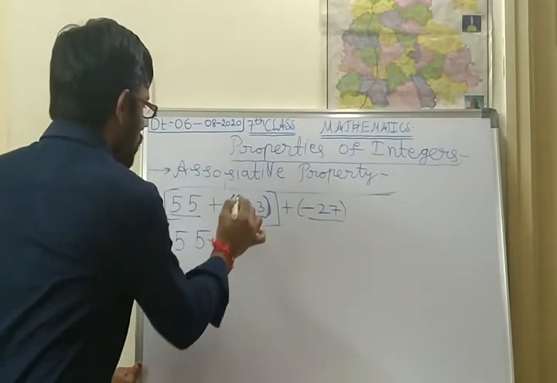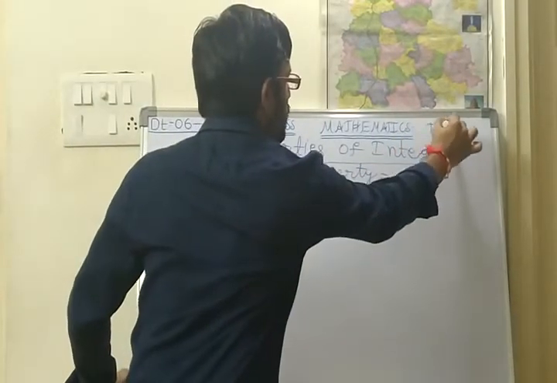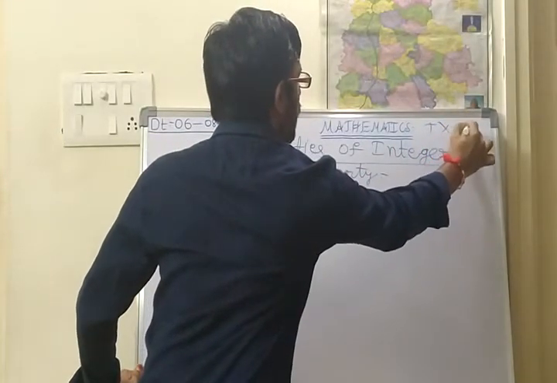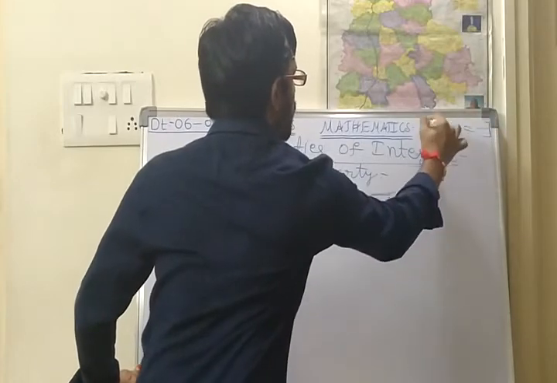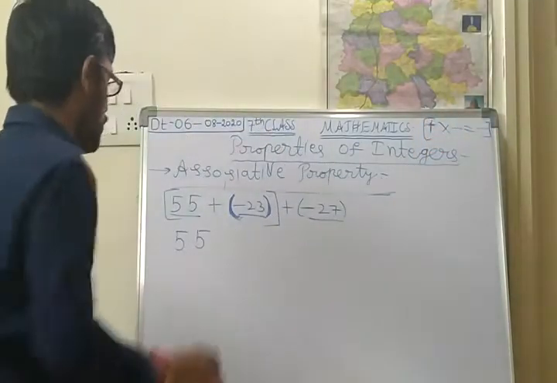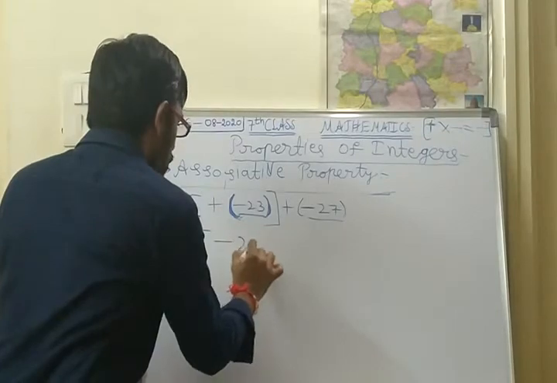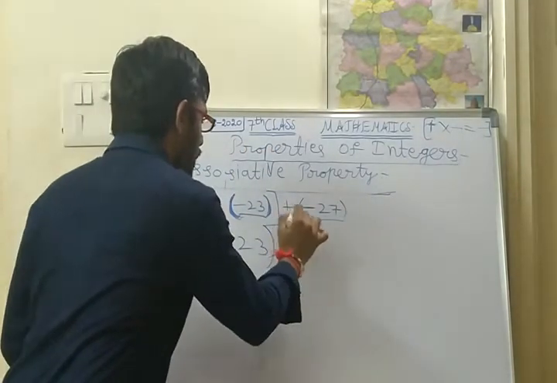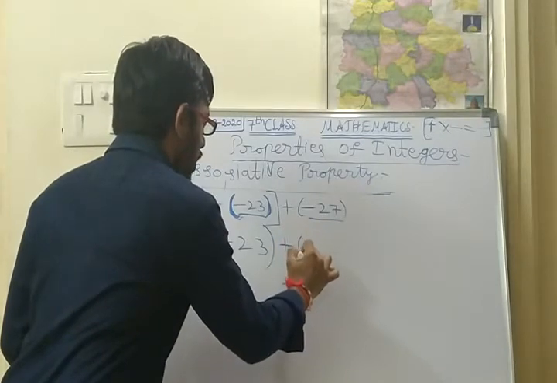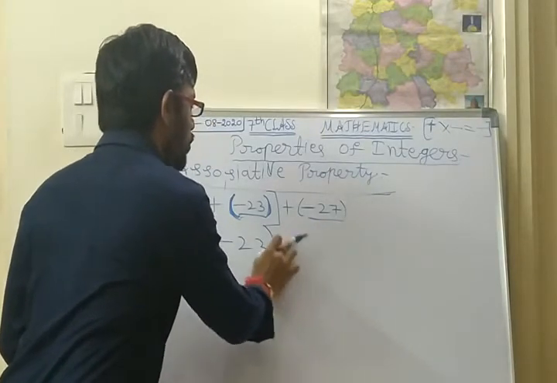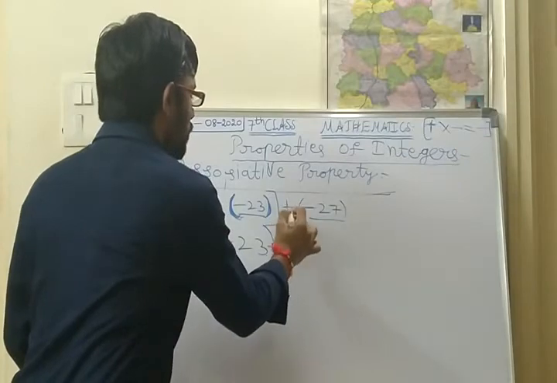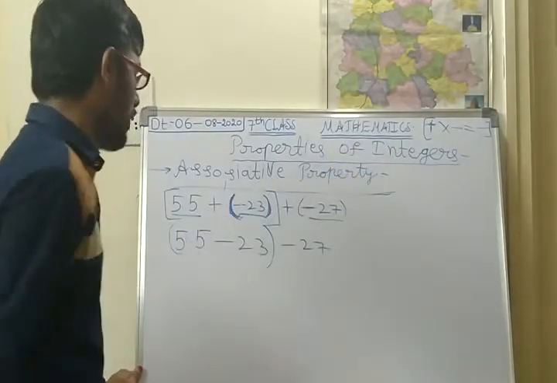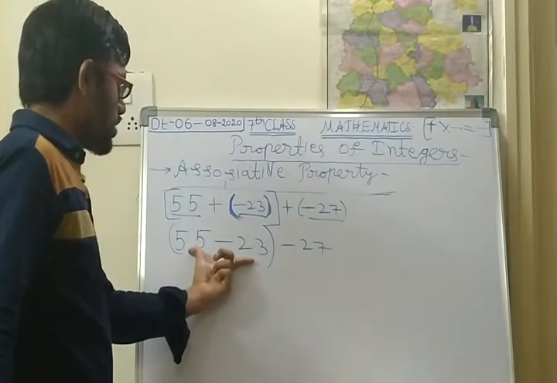So for that what you have to do? 55 plus into minus. So what is plus into minus? You might be knowing. Plus into minus is minus only. So 55 minus 23, this you keep in the main bracket. Now here plus of, so here also you try to do plus into minus. Here also bracket is there, minus 27 is there. Okay.